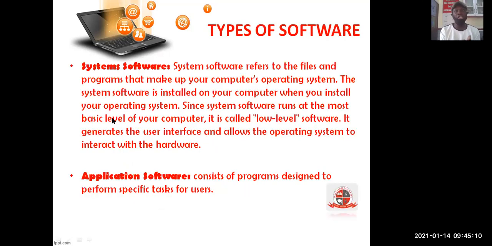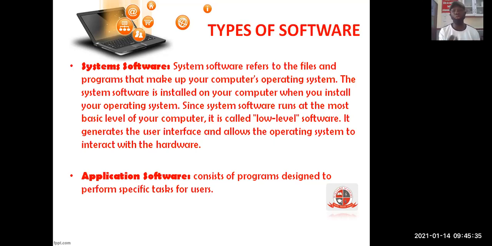So let's talk about types of software. Software can typically be divided into two: what is called the system software and what is called the application software. The system software is typically produced or provided by the manufacturers of systems.